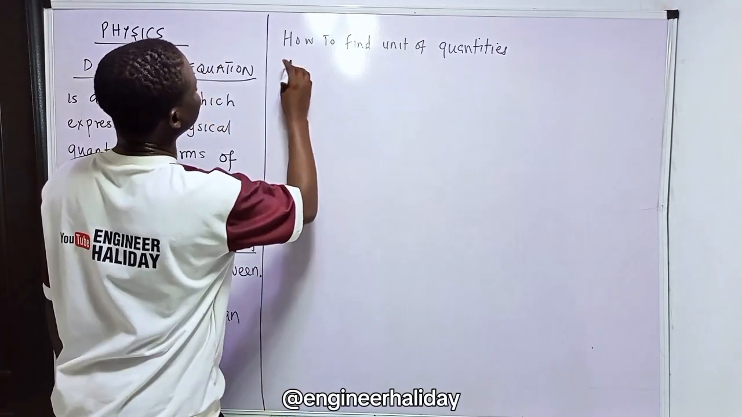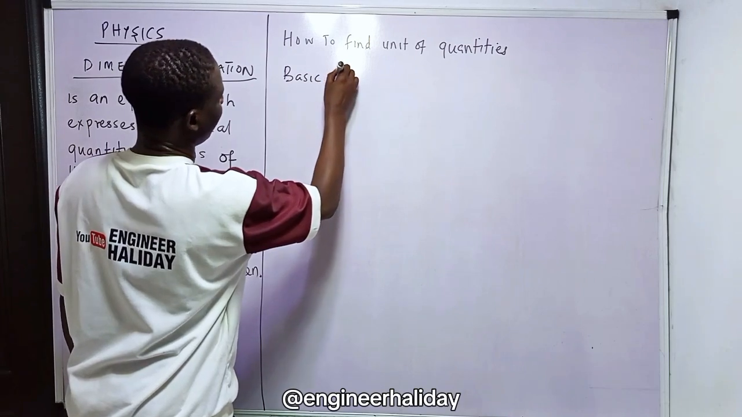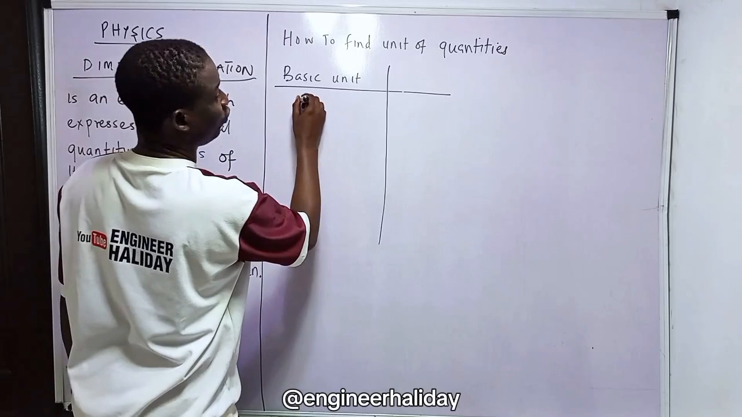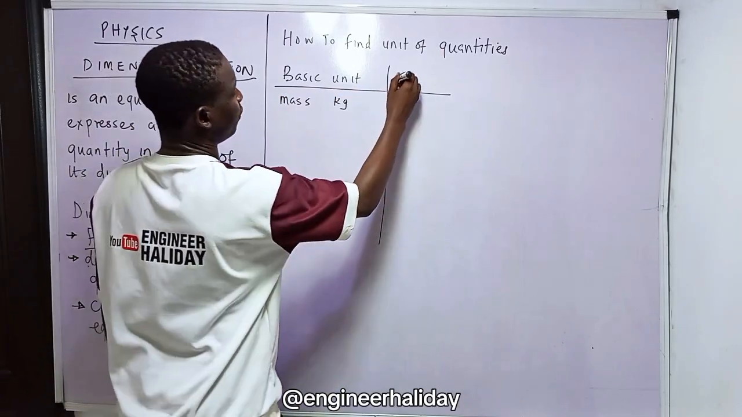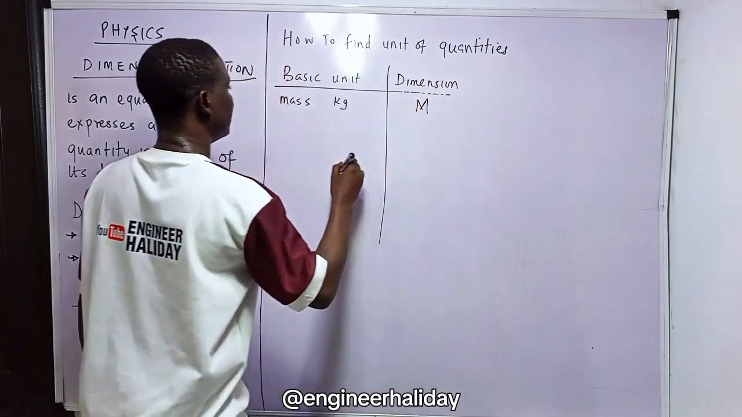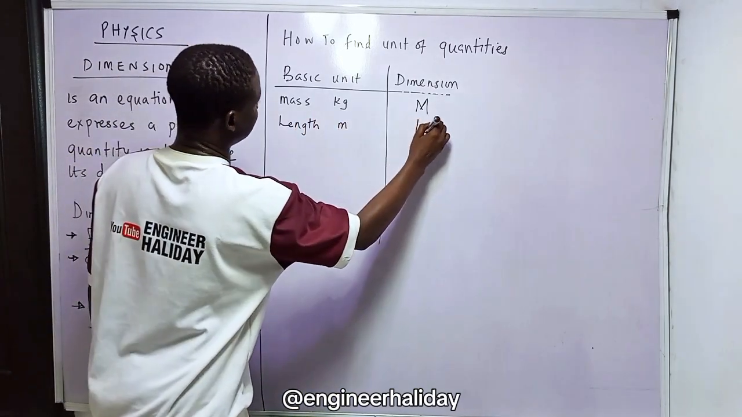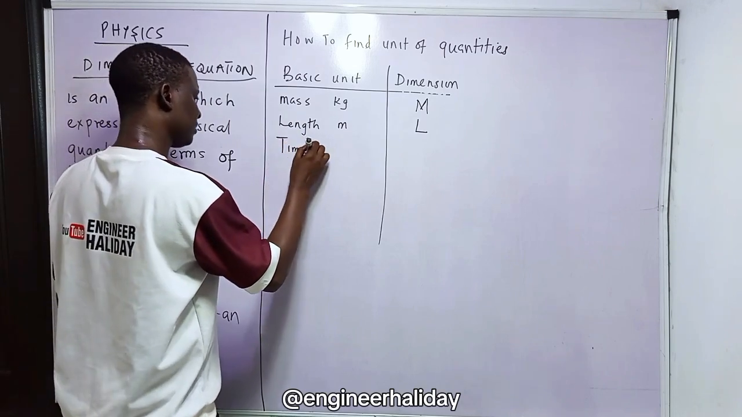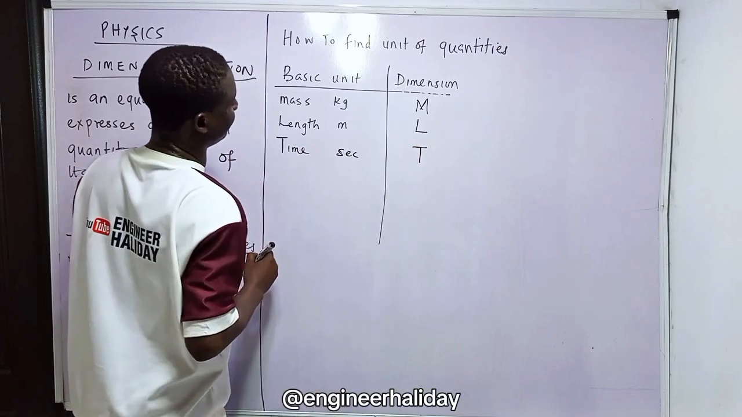Number one, we need to know the dimension of the basic quantities or basic units. The dimension of mass, whose unit is kilogram, is capital letter M. Length, measured in meter, has dimension L. Time, measured in seconds, has dimension capital letter T.